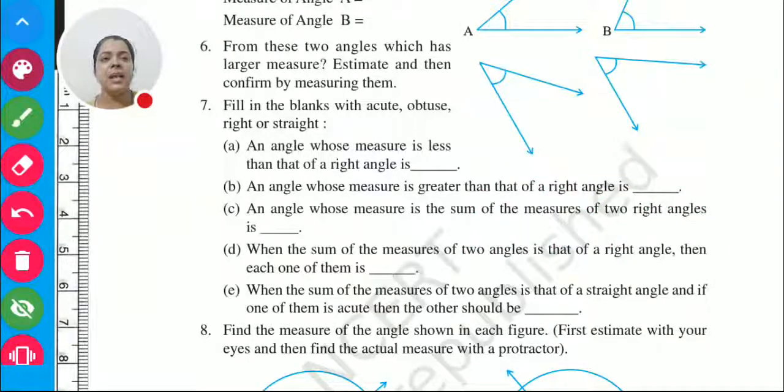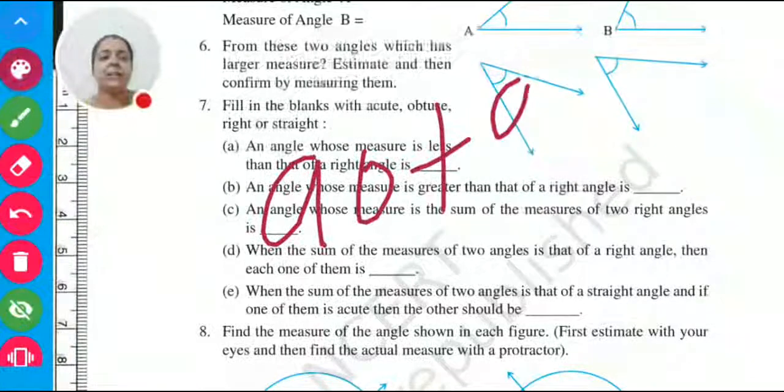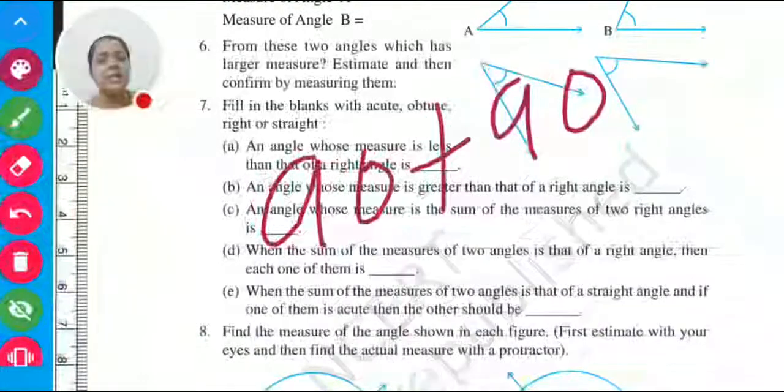Number C. An angle whose measure is the sum of the measures of two right angles. So two right angles means 90 plus 90, which makes it 180.